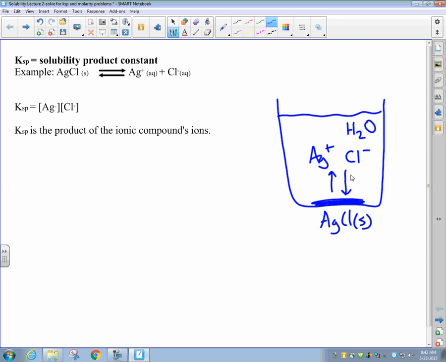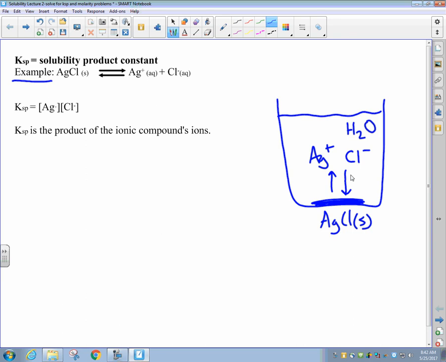And at that point, the amount of solid isn't going to change in your container, and the concentration of your ions will remain constant as well. If we translate our diagram into a chemical equation, we end up with the chemical equation that's listed at the top of the page here. You have silver chloride in equilibrium with the silver ions and the chloride ions. If we wanted to write a law of mass action, a K expression for this, we would have the concentration of the products raised to their coefficients divided by the concentration of the reactants raised to their coefficients.